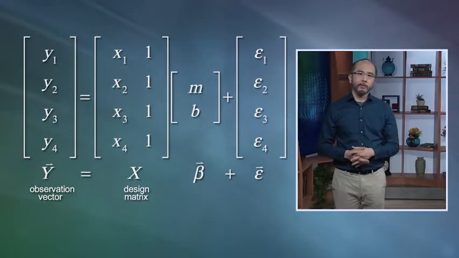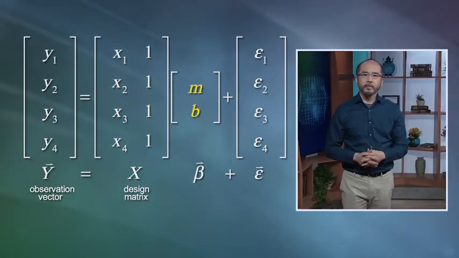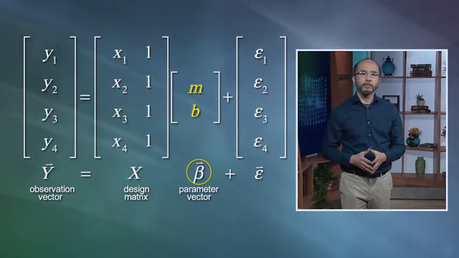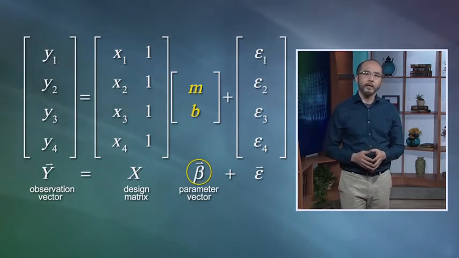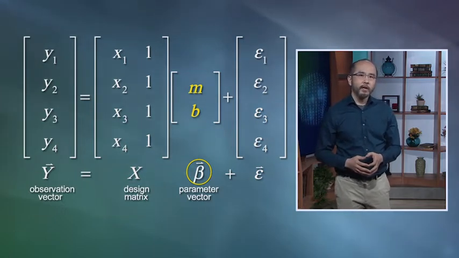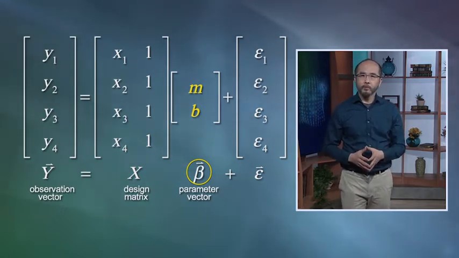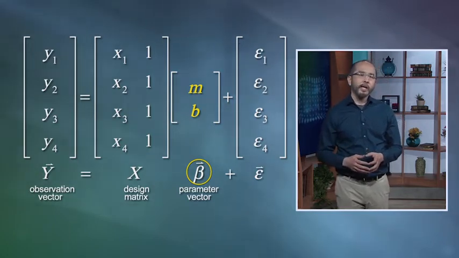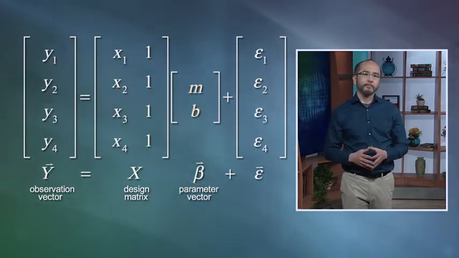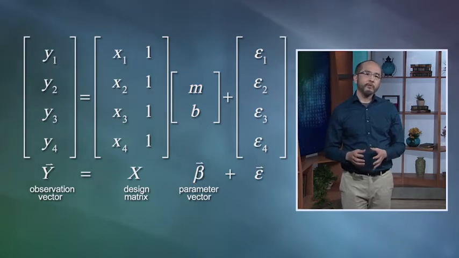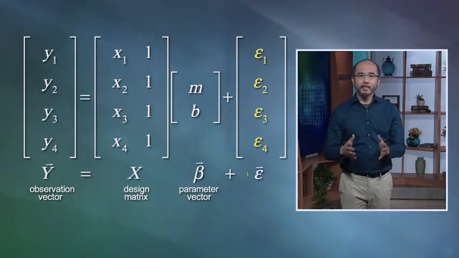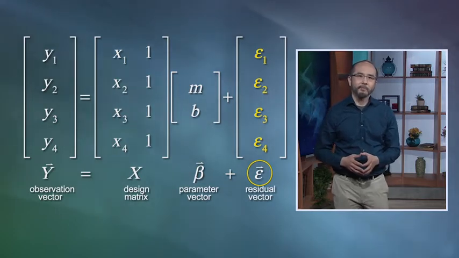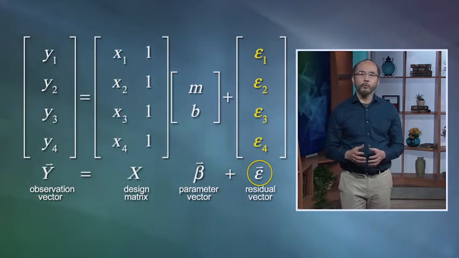The column vector m, b is called the parameter matrix, and in keeping with statistical convention, we'll write this vector as beta. Beta is what we will vary in order to try to minimize the residuals. Notice how changing beta will change the best fitting line. And then the vector of residuals is, unsurprisingly, called the residual vector epsilon. This is the vector we want to minimize.